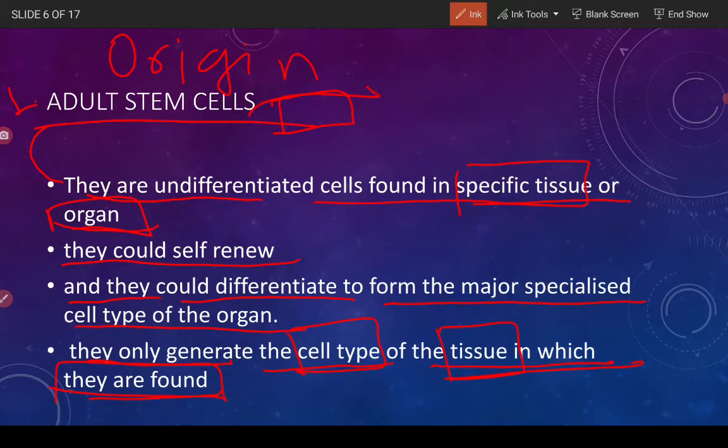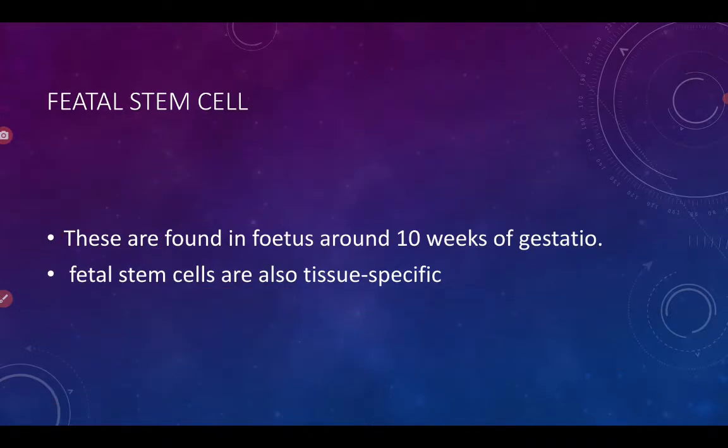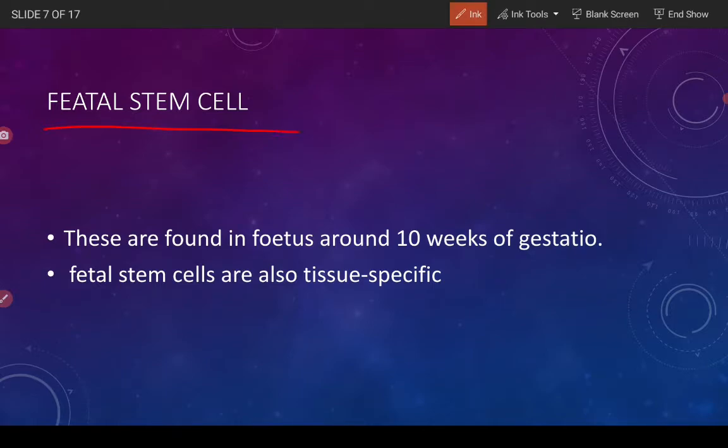If the adult stem cell is found in the heart, then the stem cell could only differentiate to form heart cells. If these adult stem cells are found in muscles, then these stem cells could only differentiate to form muscle cells, right? Now fetal stem cell, this is another kind of stem cell based on the origin.